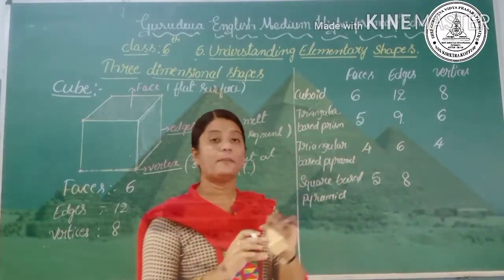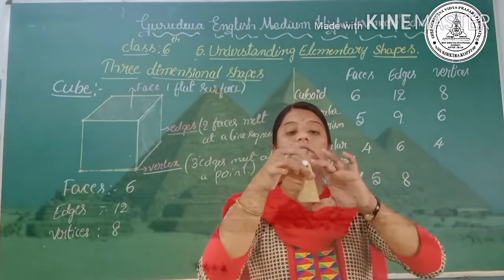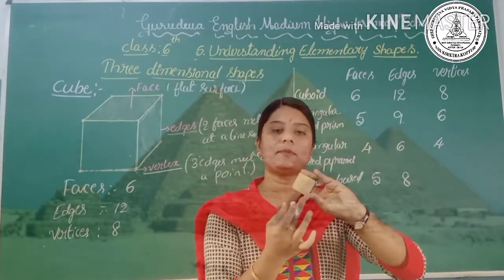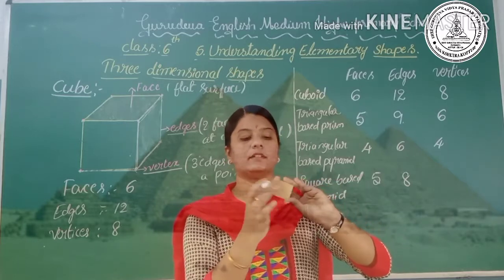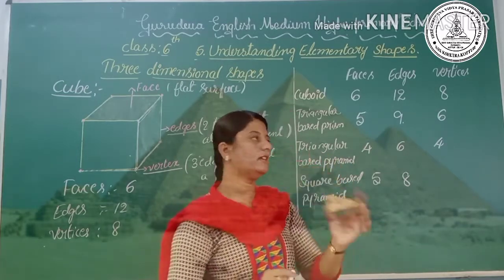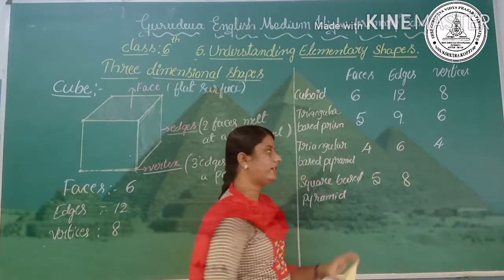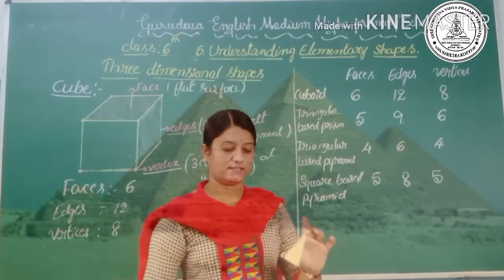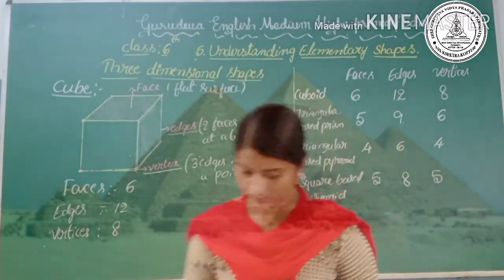Right? And the number of vertices of this square based pyramid. You see here in the square based pyramid the 4 vertices and upside 1 vertex. That is, totally it has 5 vertices. Right? Yes. Let's see the other one.